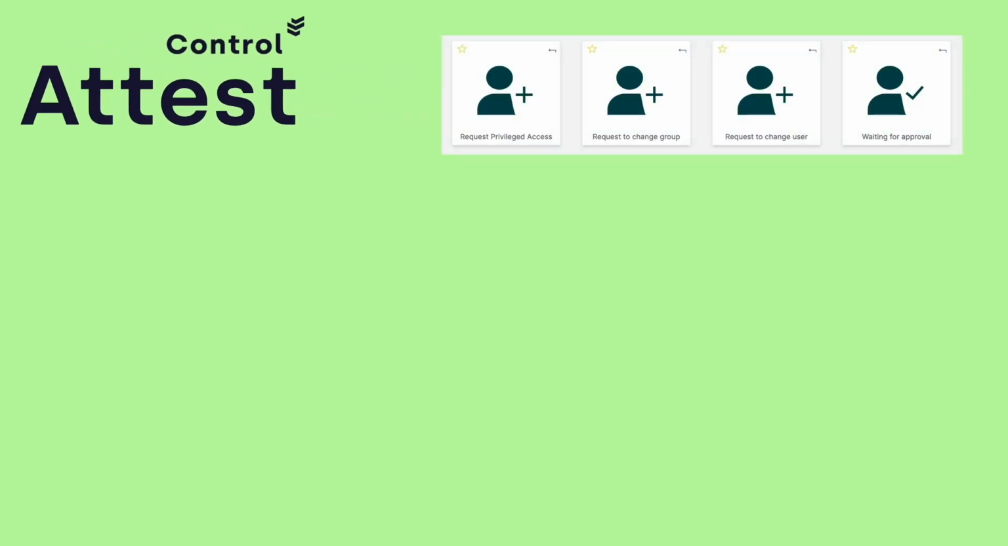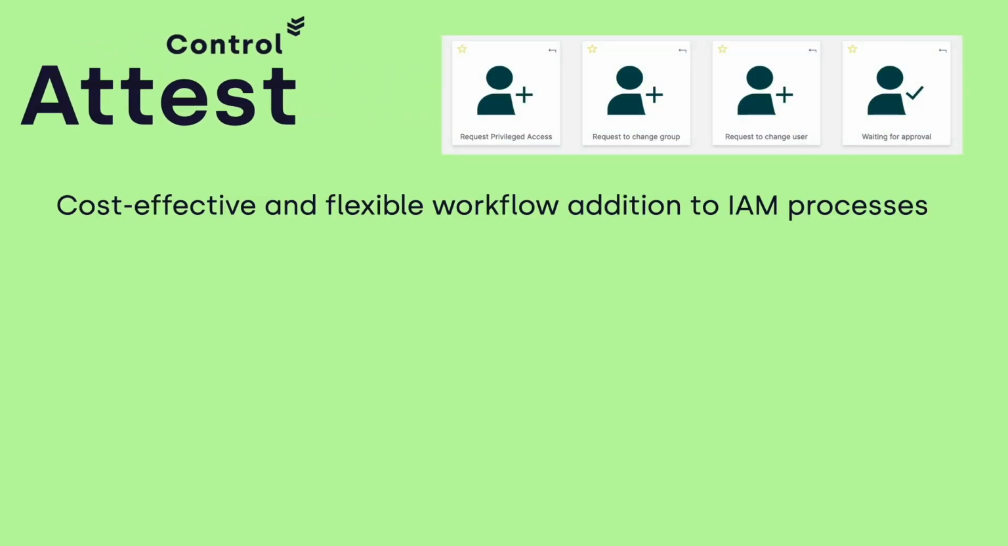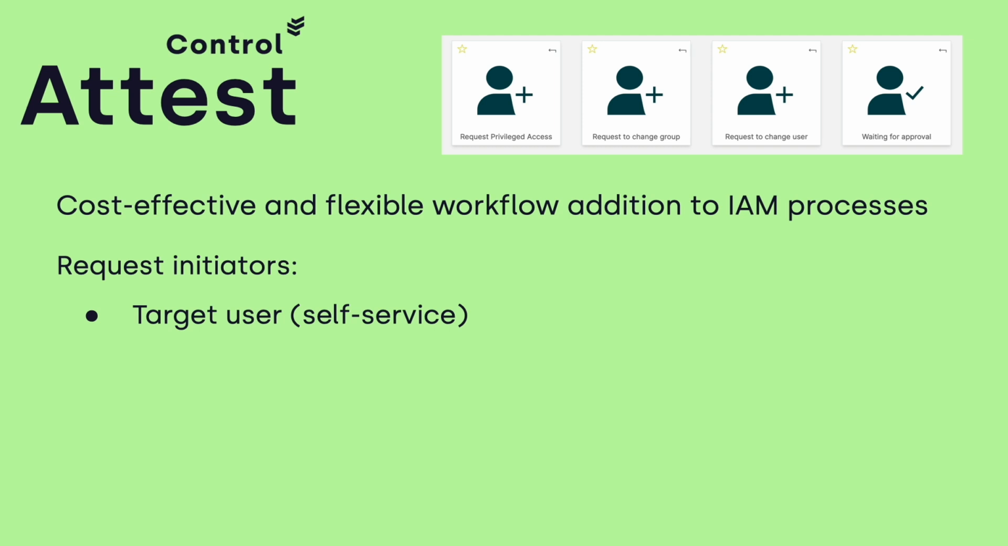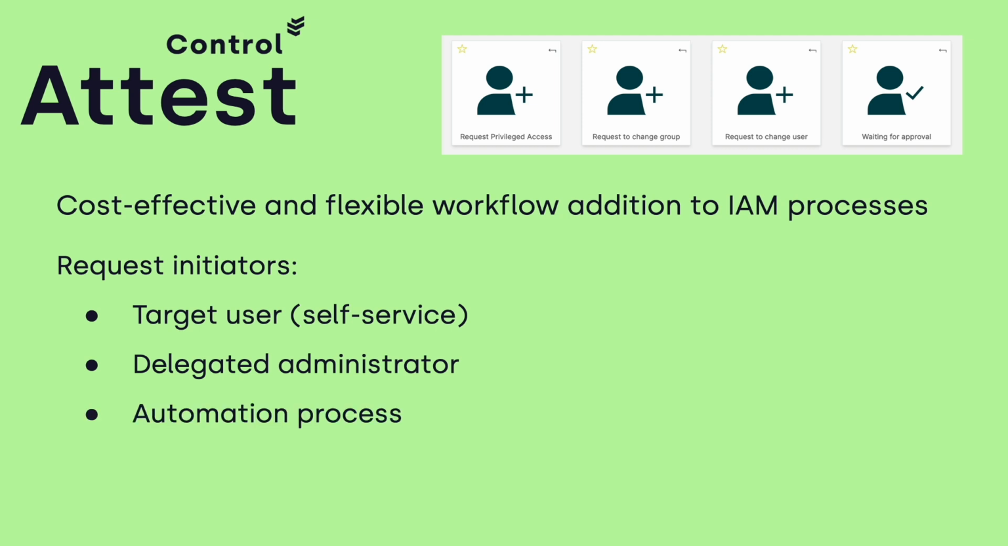The workflow request can be triggered by the target user himself via self-service, or be done by a delegated administrator. Let's say there's a privileged access group administrator making changes to group membership. This might require an approval from the group owner. Request and approvals can also be automated through an automation process. Let's say there is a change made in an external source. That change triggers an approval request that upon approval is propagated to the target system.